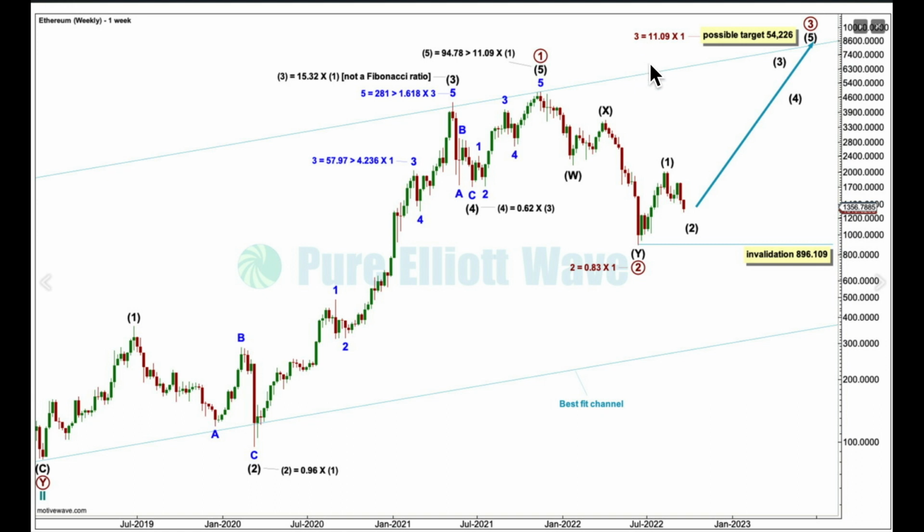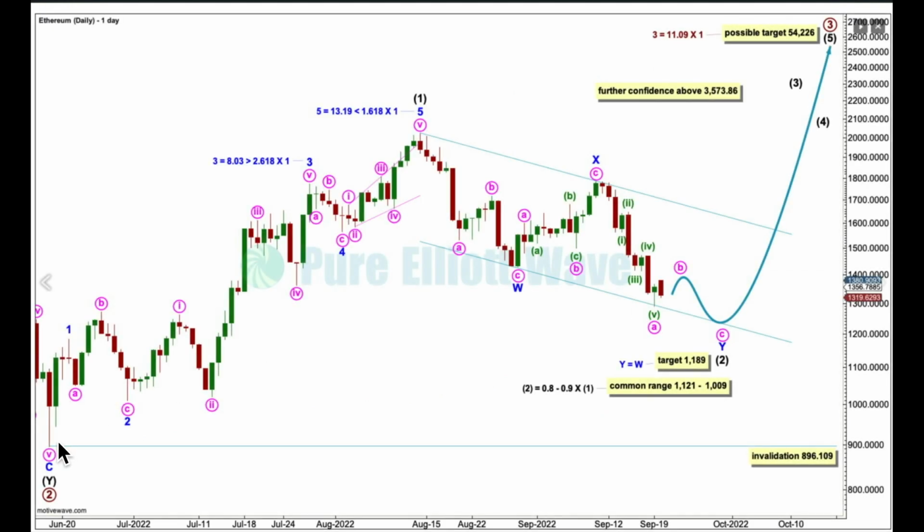If primary 3 reaches 11.09, that's an extreme Fibonacci ratio. If it reaches 11.09 the length of primary 1, that gives us a possible target of 54,226. Within primary 3, intermediate 2 looks incomplete. It may not move beyond the start of 1, below 896.109. At the daily chart level, this low here, the end of primary 2, is this point down here.